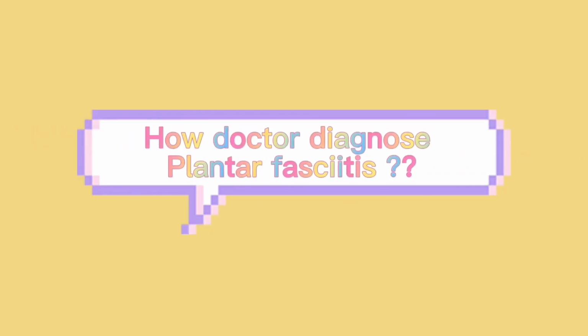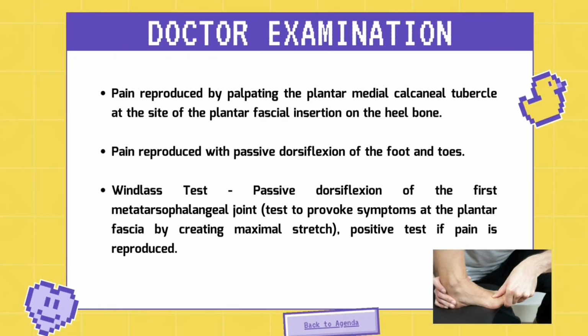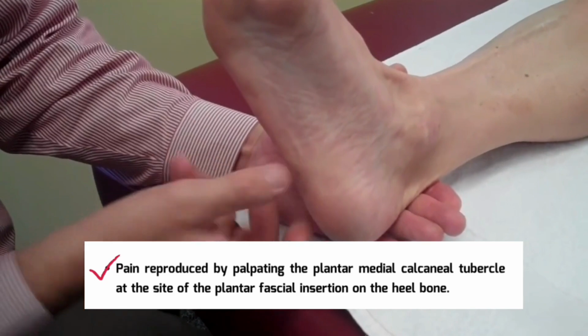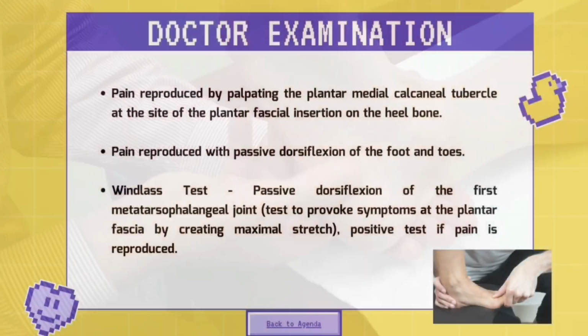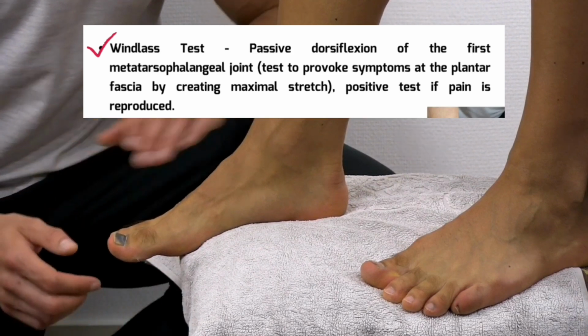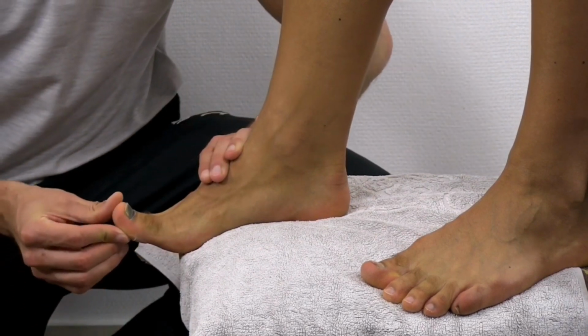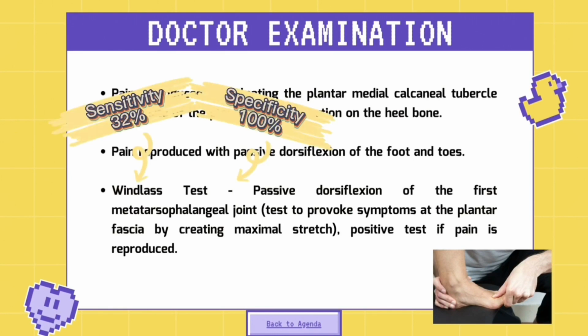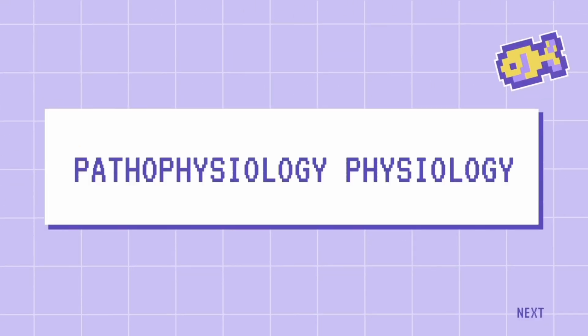How do clinicians diagnose plantar fasciitis? The doctor will palpate the plantar medial calcaneal tubercle at the site of the plantar fascial insertion on the heel bone, and it will cause pain. The doctor might also do the windlass test, where the first metatarsophalangeal joint is passively dorsiflexed, and if the patient feels pain, the result is positive. The test is found to have a sensitivity of 32% and a specificity of 100% in diagnosis of plantar fasciitis.